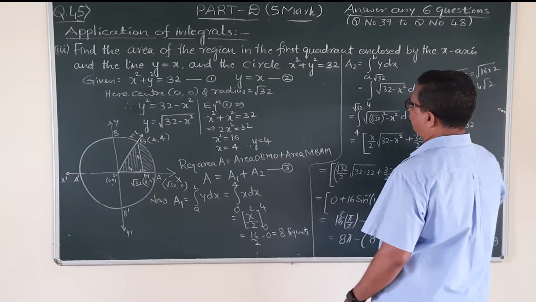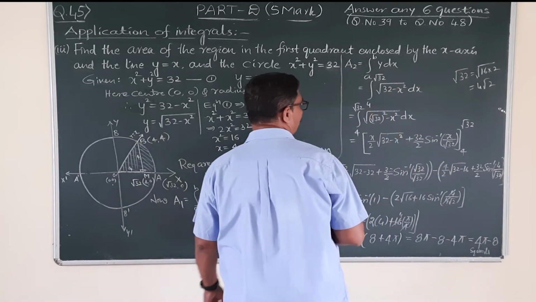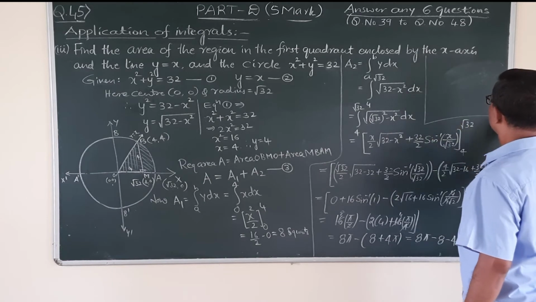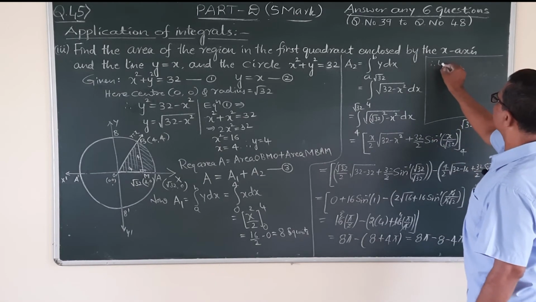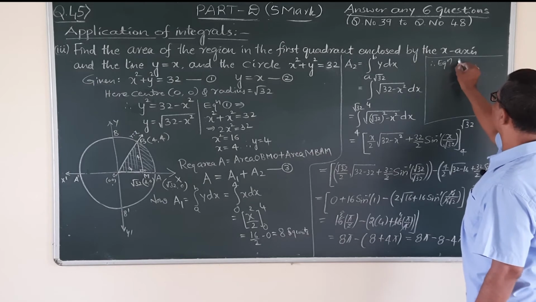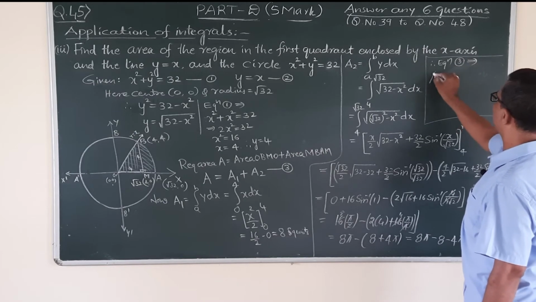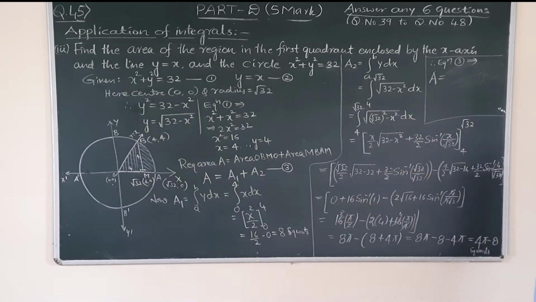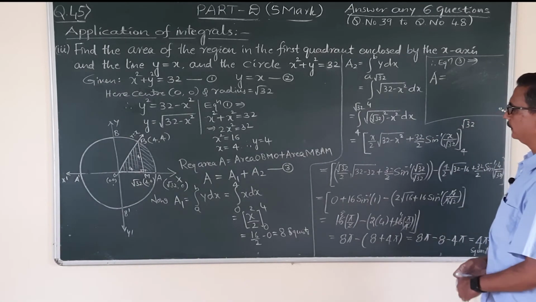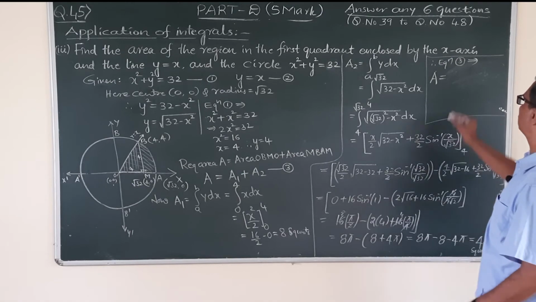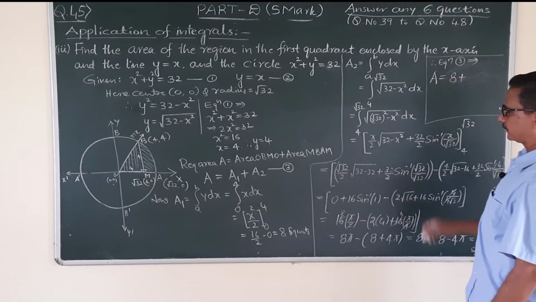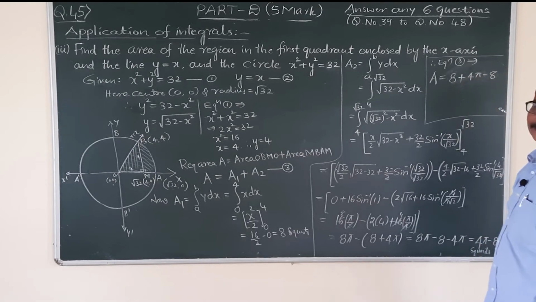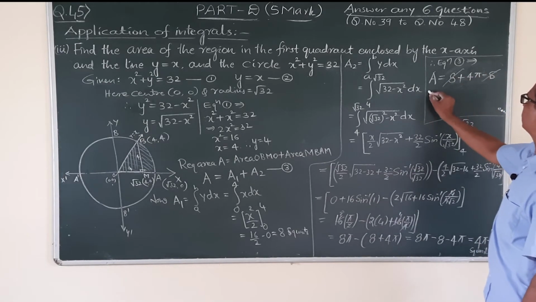Okay. Therefore, equation 3 gives the required area A is equal to A1 plus A2. What is the A1 value? The A1 value is 8, plus the A2 value is 4 pi minus 8. Plus 8 minus 8 cancel.